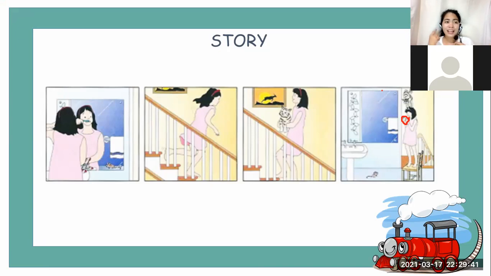Why? Look at the posture of the cat. Is the cat afraid? Yes, because if the cat was not afraid, she would go to the mice. But what happened to the cat? The cat was only on the head of the girl. Okay, that is our story today. So the cat was afraid of the mice and also the girl, okay?